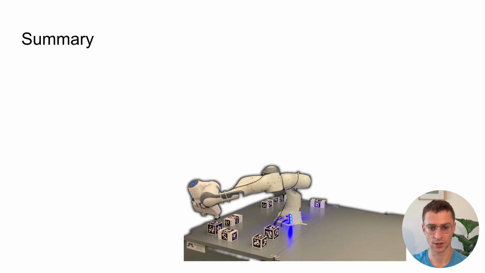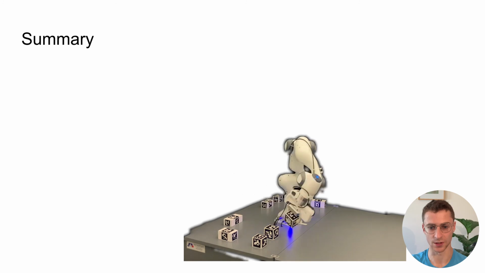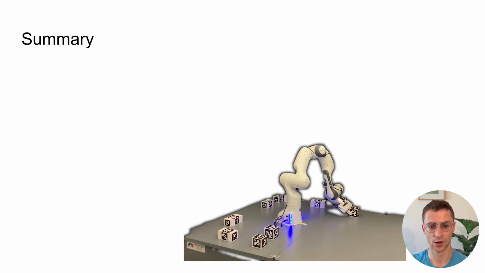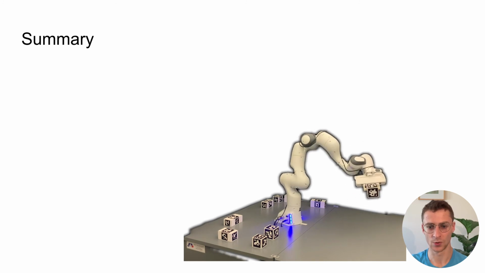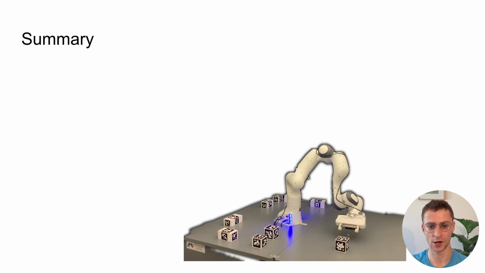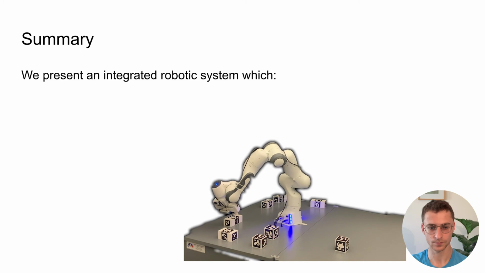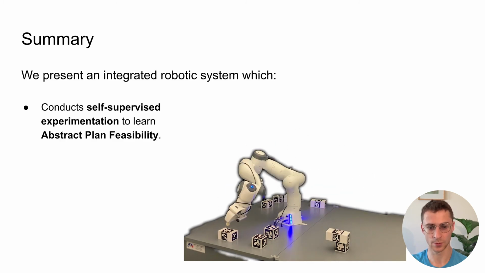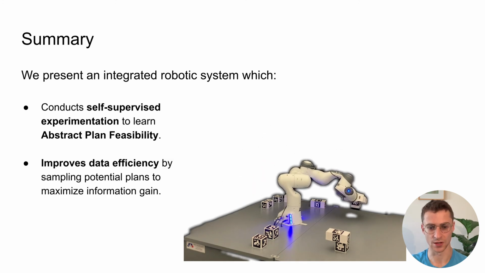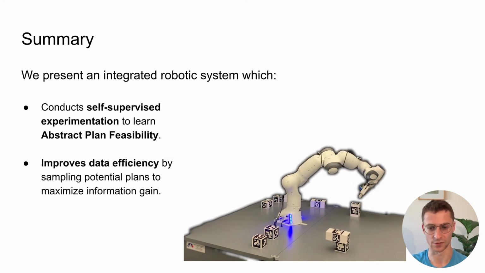Unlike in simulation, collecting training data on a single real-world system cannot be accelerated or parallelized. A relatively small dataset of 400 towers took us 55 hours to execute, which is why autonomous and efficient data collection are paramount to these types of problems. We have presented an integrated robotic system which conducts self-supervised experimentation to learn abstract plan feasibility, and improves data efficiency by sampling potential plans to maximize information gain.